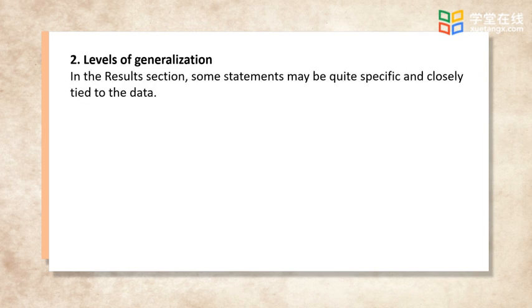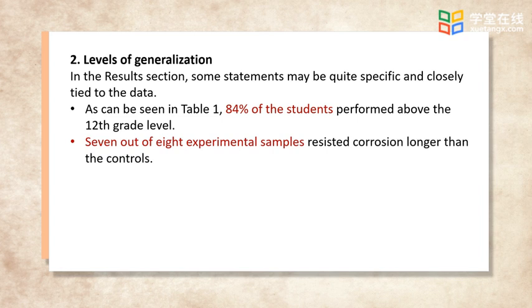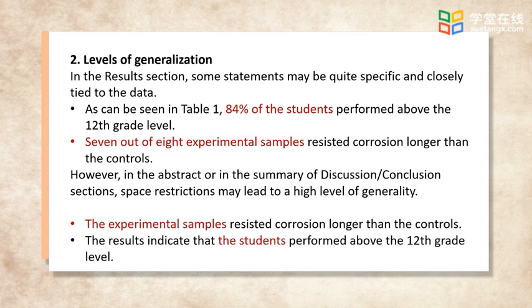In the results sections, some statements may be quite specific and closely tied to the data. For example, as can be seen in Table 1, 84% of the students performed above the 12th grade level. On the other hand, in the abstract or in a summary, space restrictions may lead to a high level of generality. For example, the experimental samples resisted corrosion longer than the controls.